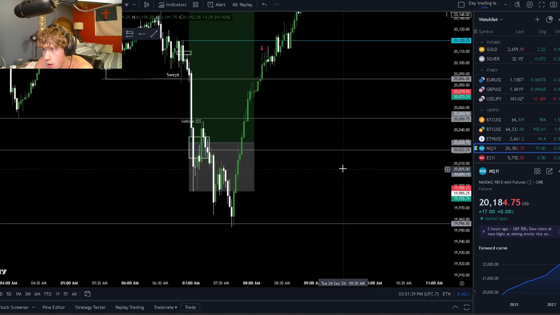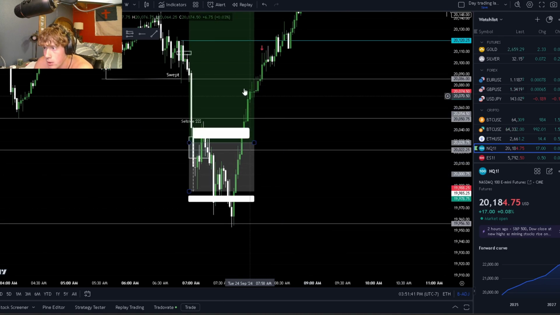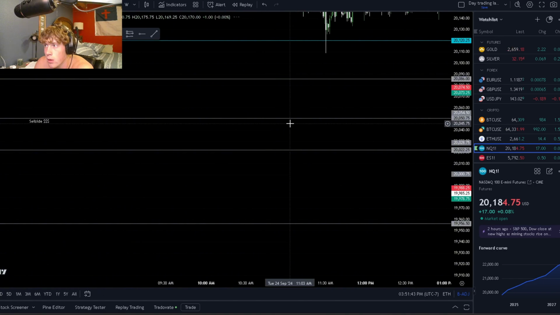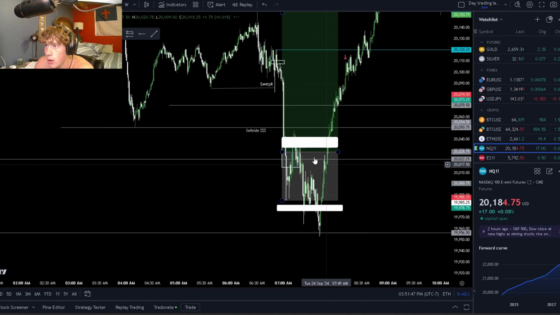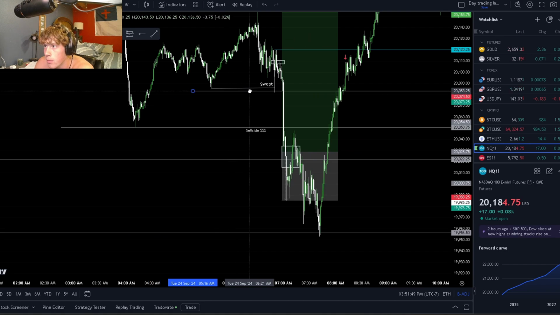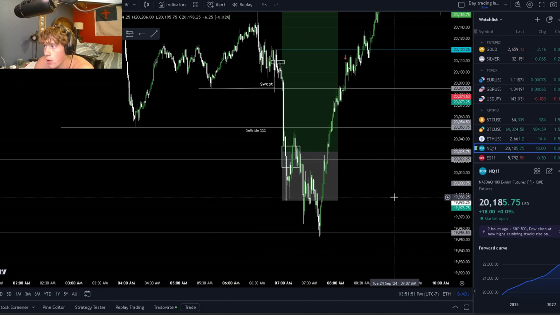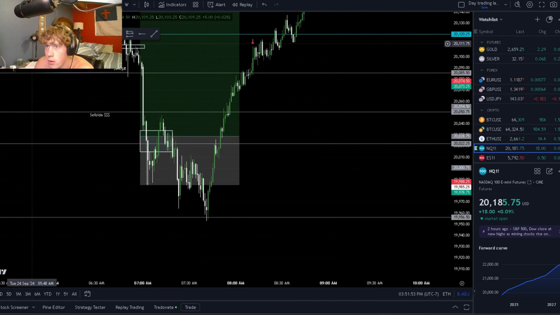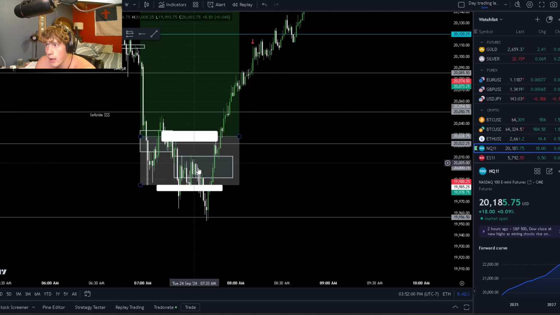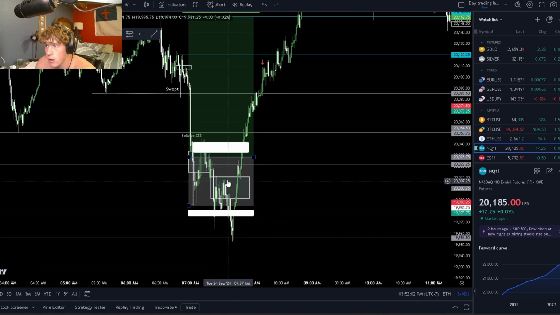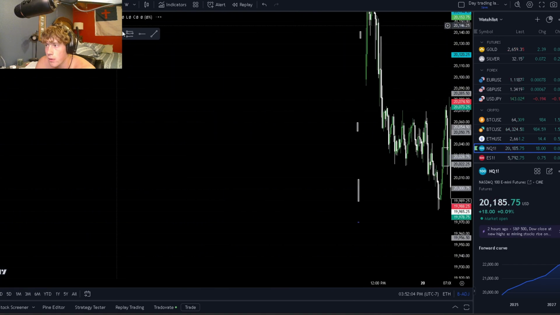The real trade I saw a lot of people take is if you go to the 1 minute. A lot of people took this trade right here. There was this bearish fair value gap from here over, and as soon as that got inversed, there was a, I think this was a 15-minute.